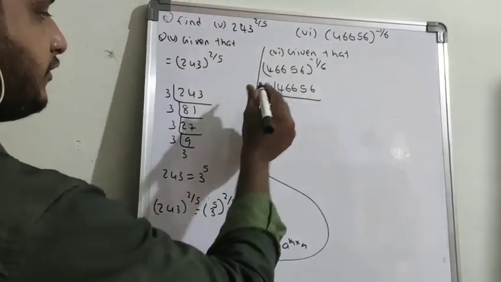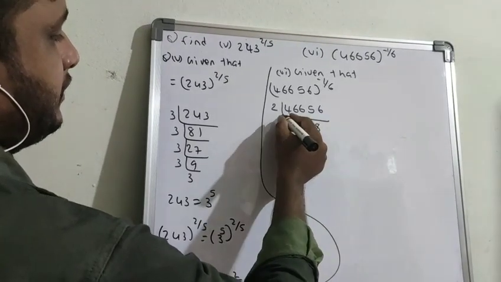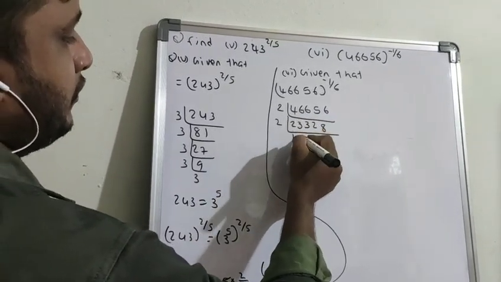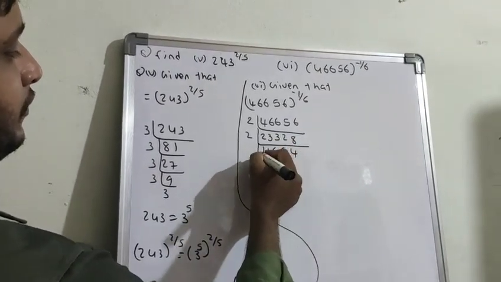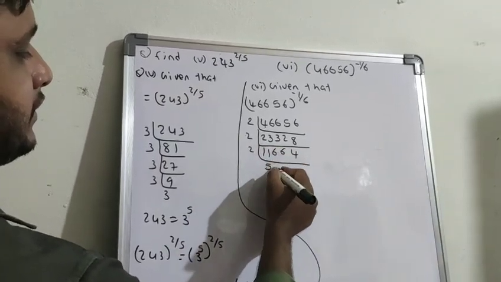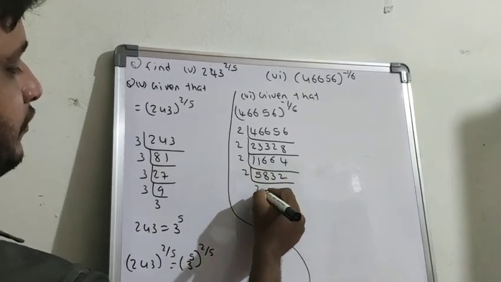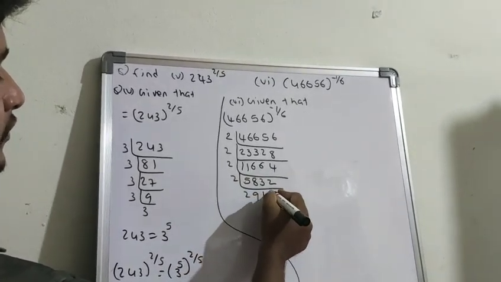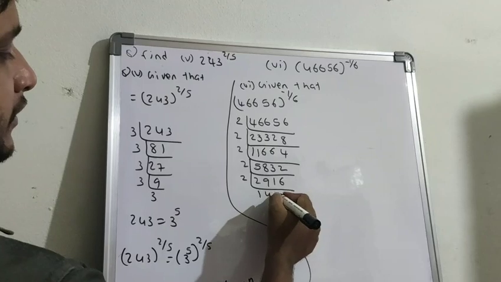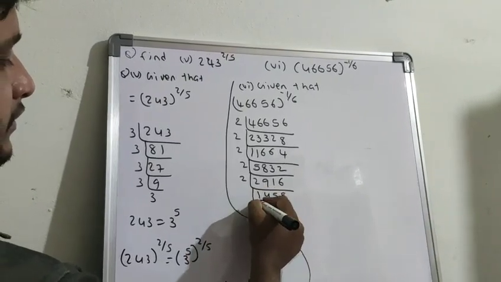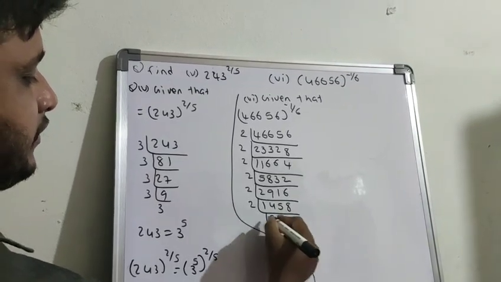Just do prime factorization. It is divisible by 2 many times, and by 3 many times. 729 divided by 3.